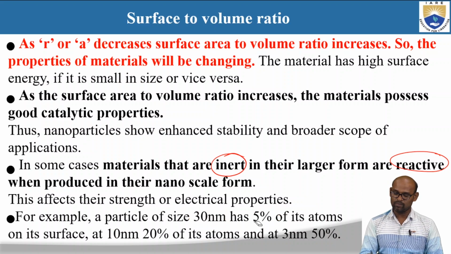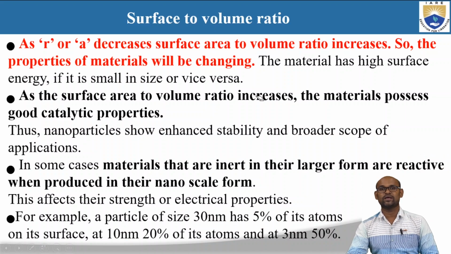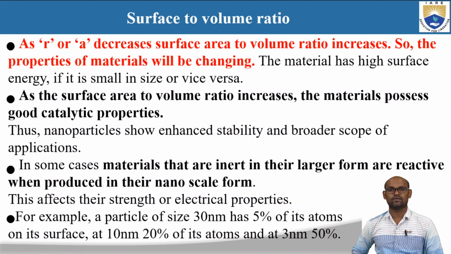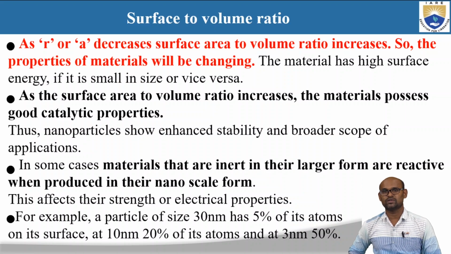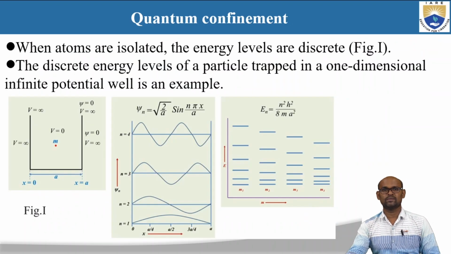So as the size of the particle decreases, the surface area increases, and we can place more particles on its surface. So surface area to volume ratio is a very important factor that changes the properties of these nanomaterials. The second one is quantum confinement.